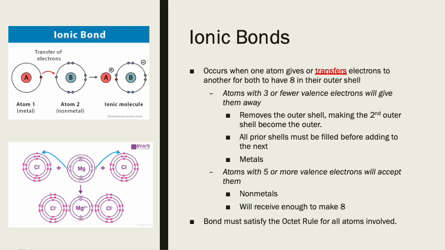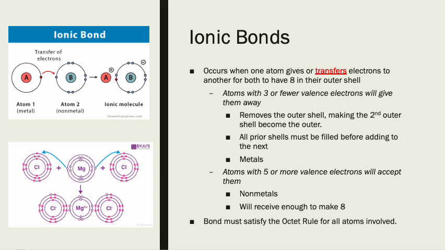The second type of bond is an ionic bond. If you remember what an ion is, it's an atom with a charge. So an ionic bond is when 2 charged atoms bond together. So in an ionic bond, there's no sharing. One atom is going to give its electrons to the other, and that atom is going to take them. So you're going to have an atom that lacks electrons and an atom that has too many valence electrons.